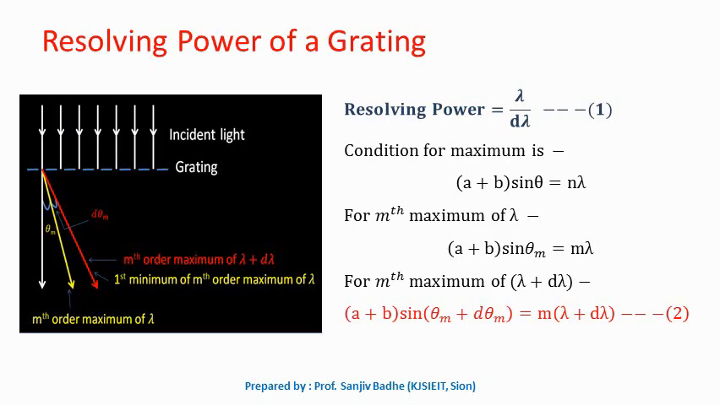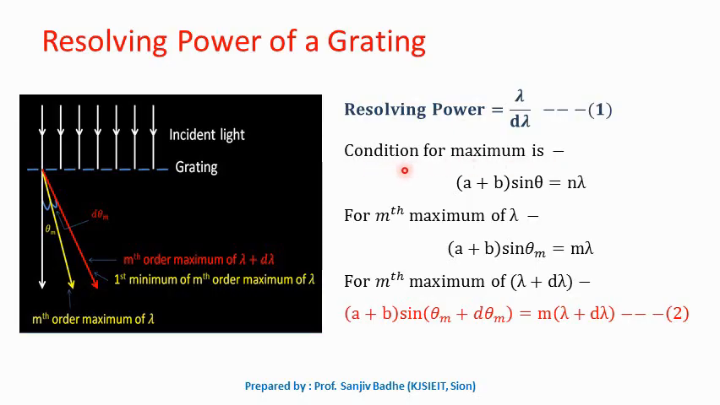Now we know when the two wavelengths are just resolved, resolving power is given by lambda upon d lambda, the ratio of the wavelength to the difference between the two wavelengths. We will be using this definition of resolving power in order to get the final relation for resolving power of a grating in terms of the number of lines on the grating.